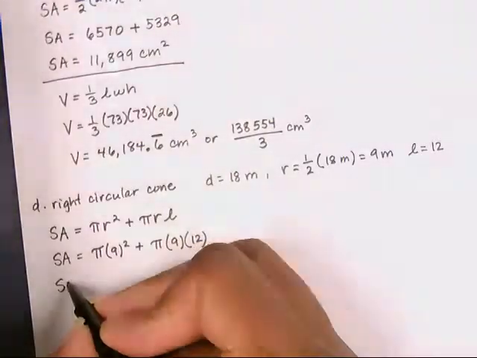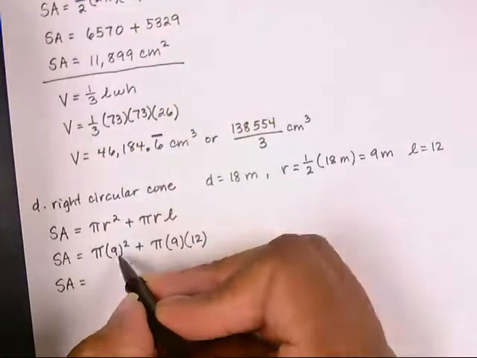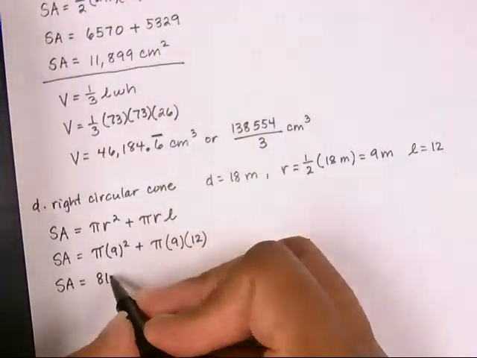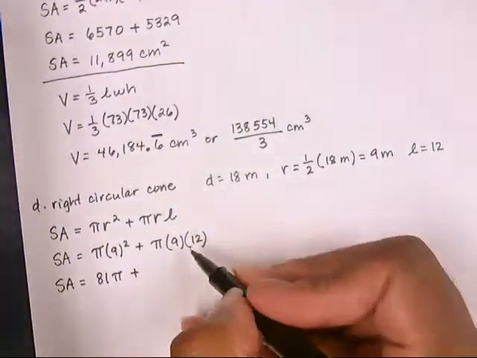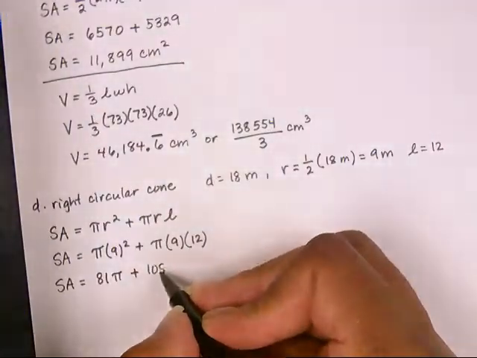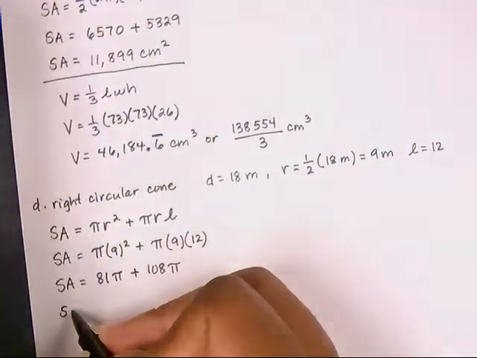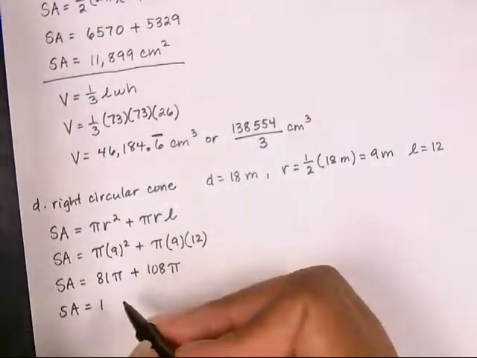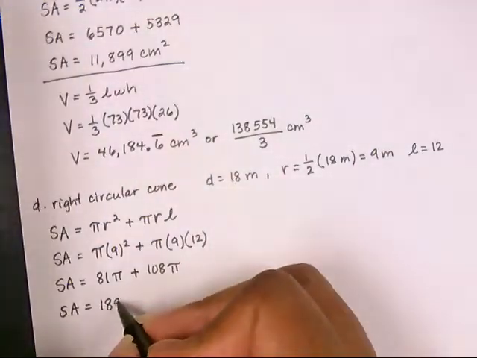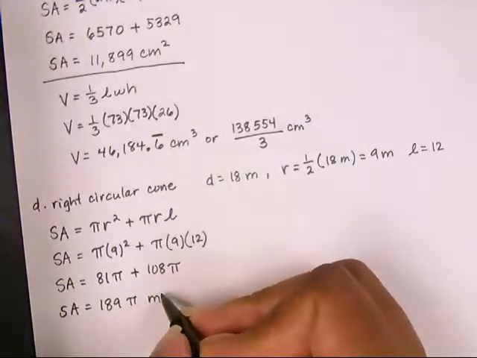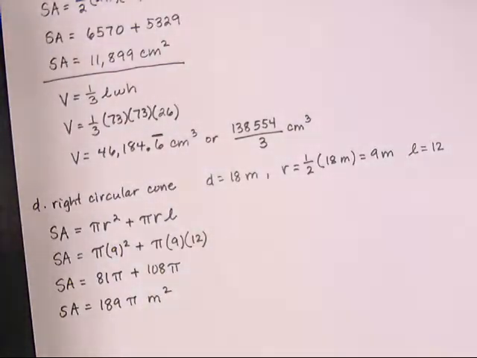Now let's simplify this. 9 squared is 81, so this will be 81 pi, plus 9 times 12 is 108, and then bring down the pi. Now add 81 pi to 108 pi, you're going to get 189 pi, and that's going to be in square meters.